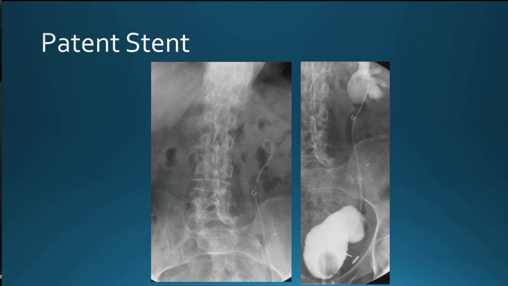Some of my residents try to look at the stent itself, trying to identify contrast throughout the length of the stent. That's not the role of this. That's not practical in my experience. It's quite simply, is there contrast opacifying the proximal collecting system or not?